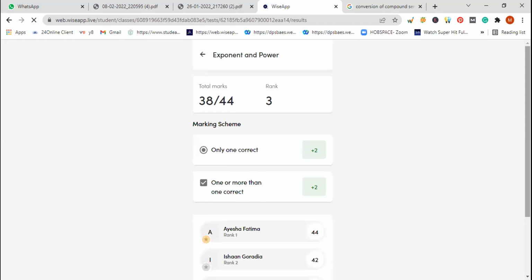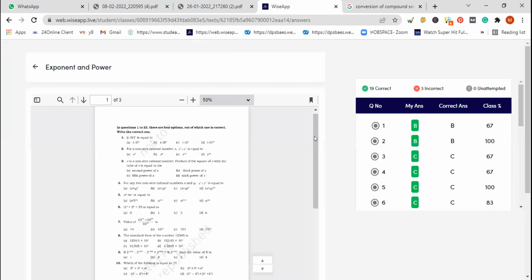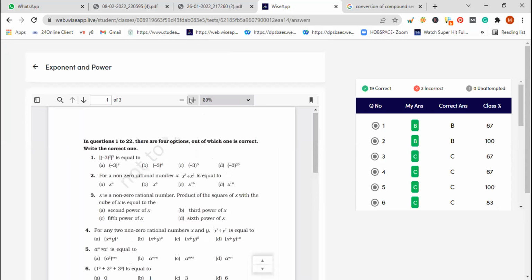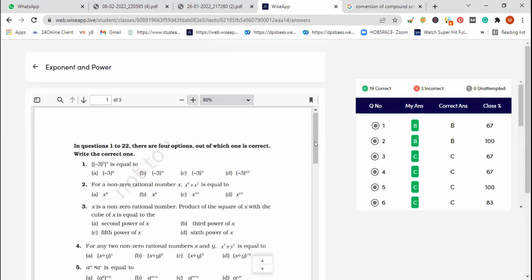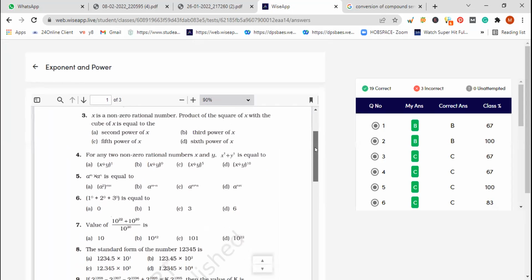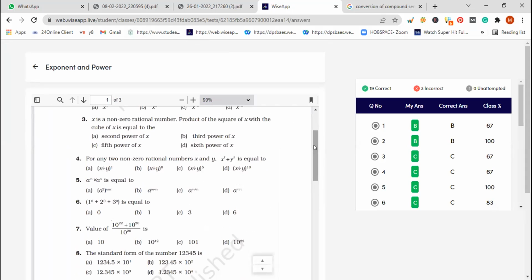Which one? Ma'am, third one. X is a non-zero rational number. Product of the square of x with cube of x is equal to... So x square into x cube. If the base is same, their exponents will get added. So 2 plus 3 would be 5. So the exponent would be 5. Fifth power of x.